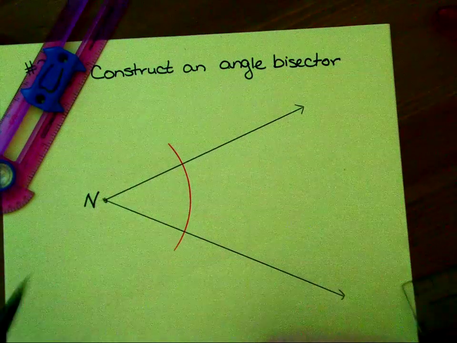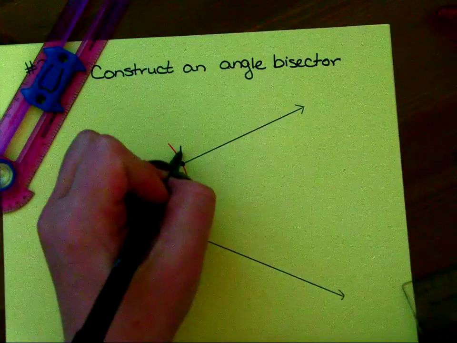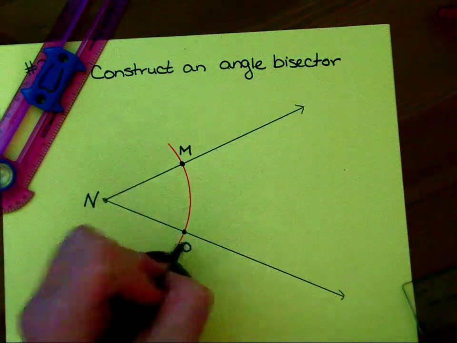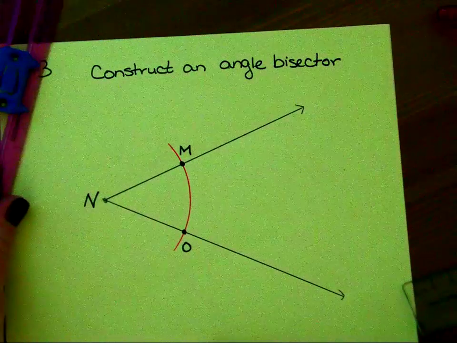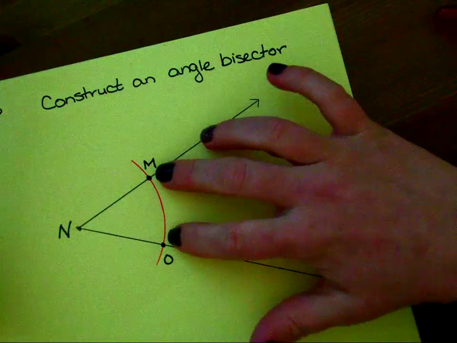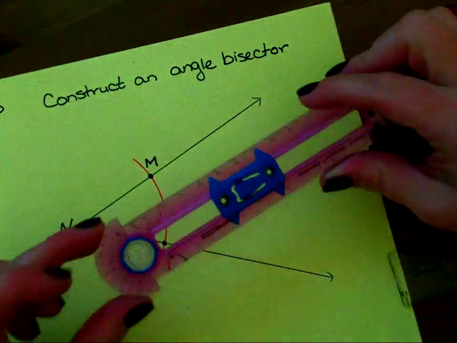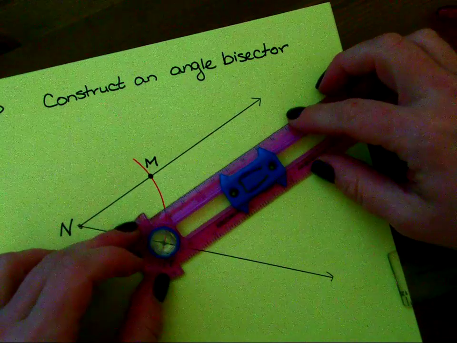I'm going to label the intersection of that swipe up here on the top. I'm going to label this as M, and I'm going to label this one down here as O. Okay, once I have those swipes, I'm now going to use both of those intersections to help me create my angle bisector. So now I'm going to put my compass down on the intersection there at O.